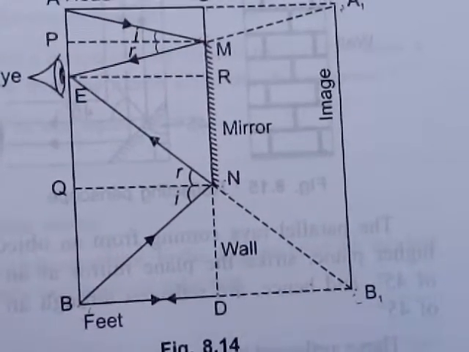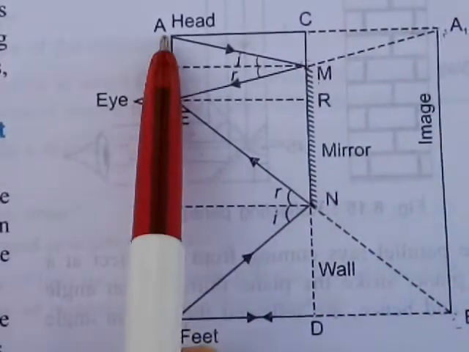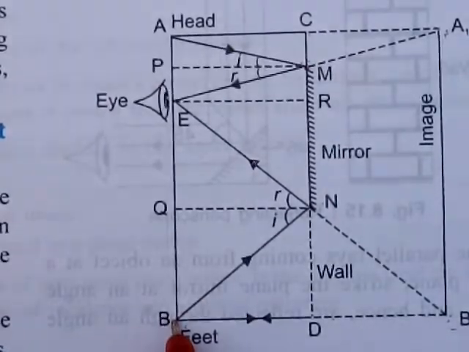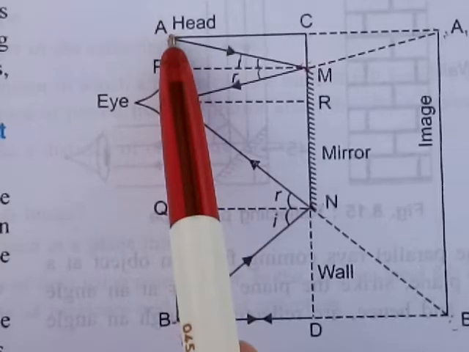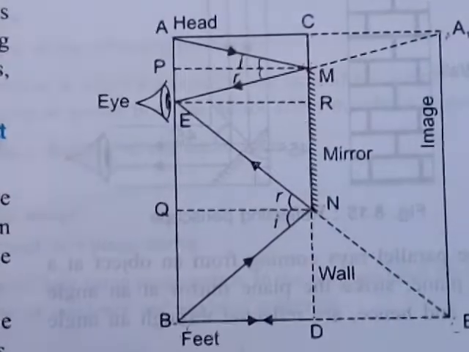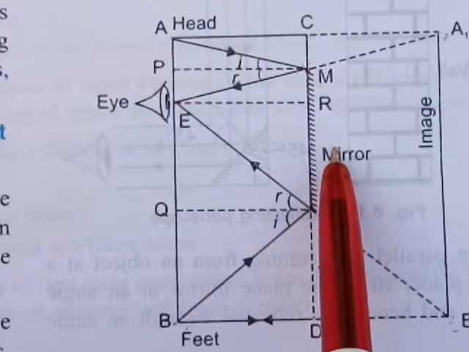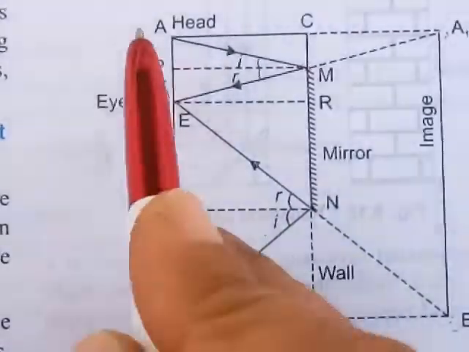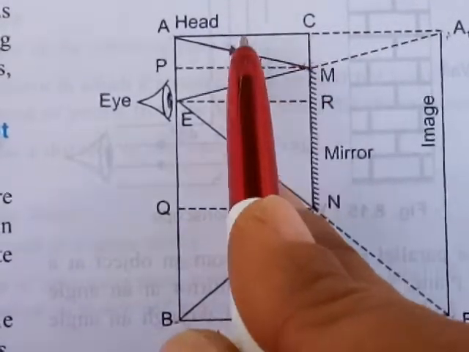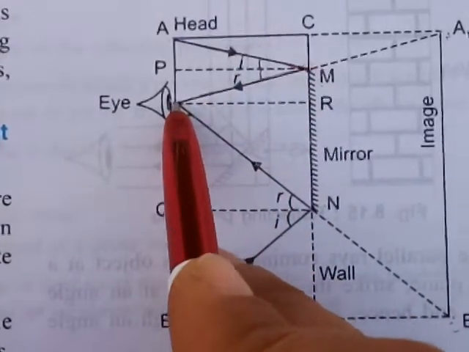Now this one is a diagram, in which A and B is the length of the person, where A is the head of the person and B is the feet, and MN is the mirror. First of all, you can see that this AM ray is an incident ray which strikes the mirror, and after reflection this one is the reflected ray.